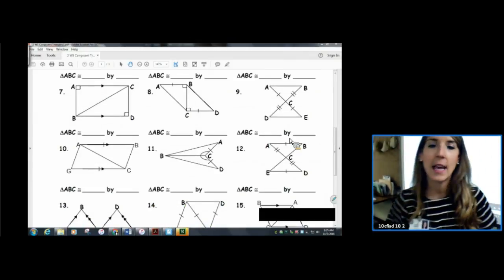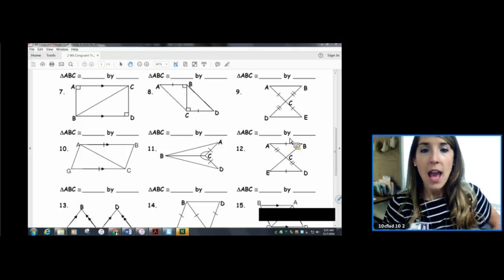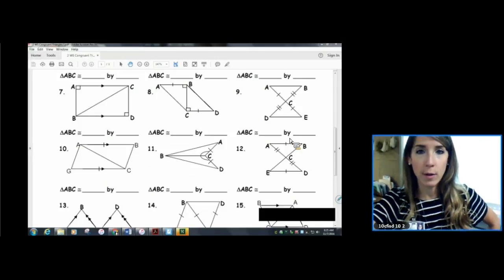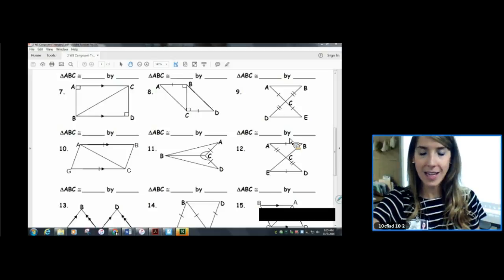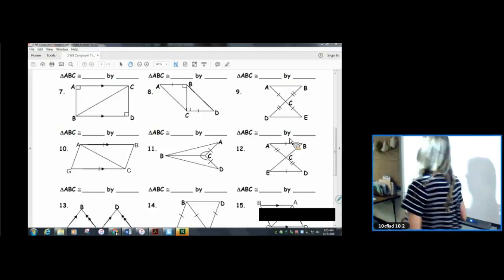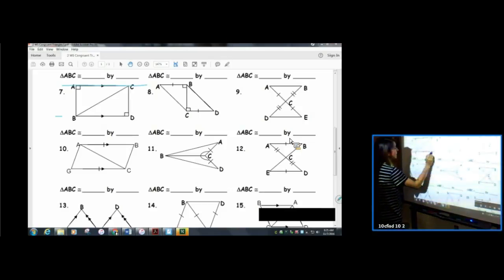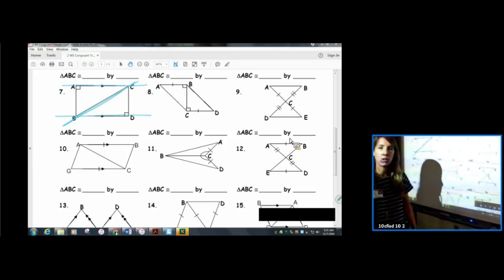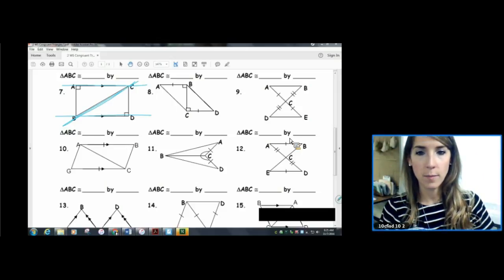Number 7 is an example of an additional time I can add markings to my picture. Those are arrows. Those are not tick marks, they are arrows. It does not mean AC is congruent to BD. It means that they are parallel. What I taught my students to do is extend your parallel lines and find yourself a transversal. Extend, make your parallel lines longer, and find a transversal.